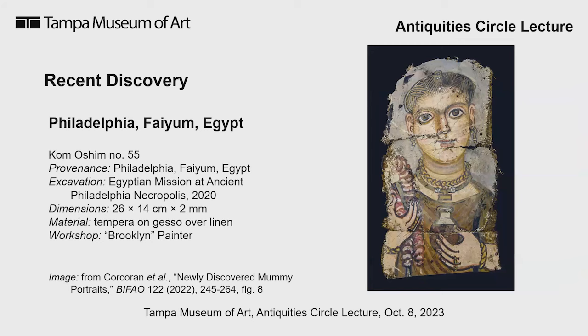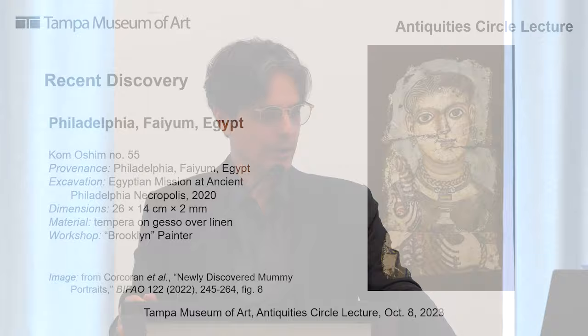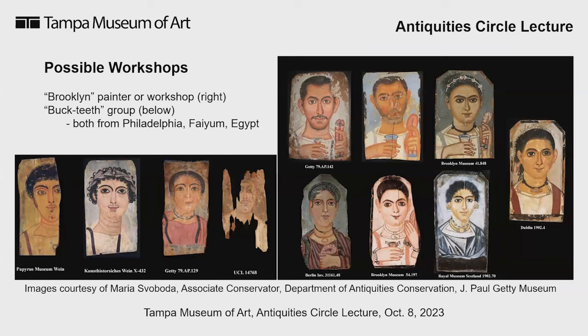And this is to illustrate that pieces are still being excavated at the site. This piece is painted on linen that was covered with gesso and then painted over. So quite recently, the Egyptian mission recognized that they needed to start excavating this cemetery all over again. And they were surprised that they were still able to find another mummy portrait that clearly belongs to the Brooklyn Painter workshop. Exactly same posture, same attributes. It's just painted on linen rather than on wood.